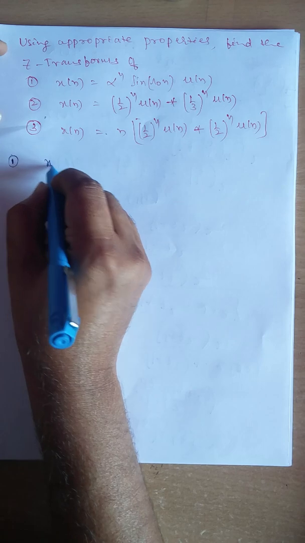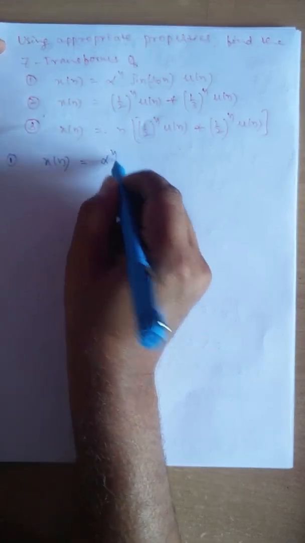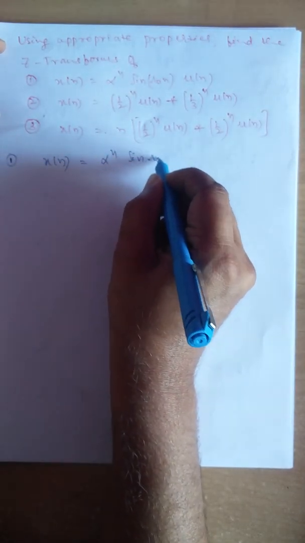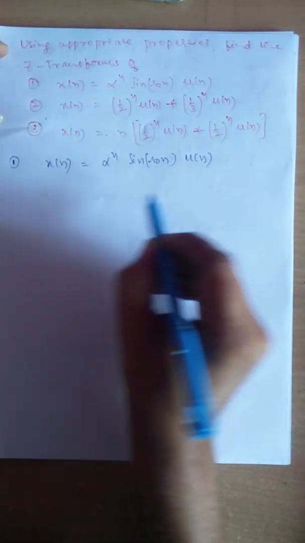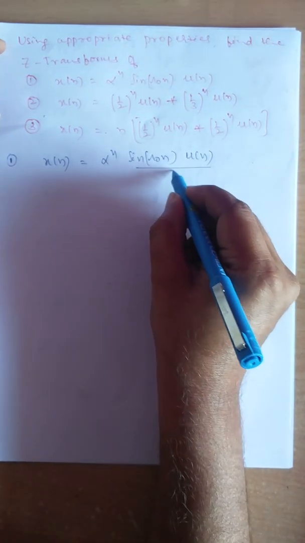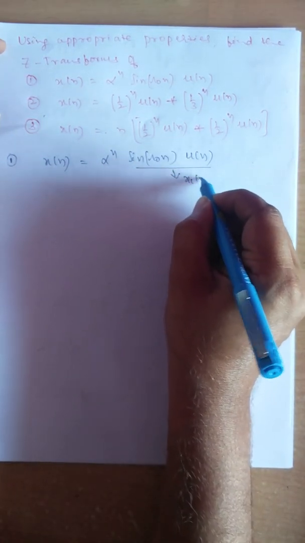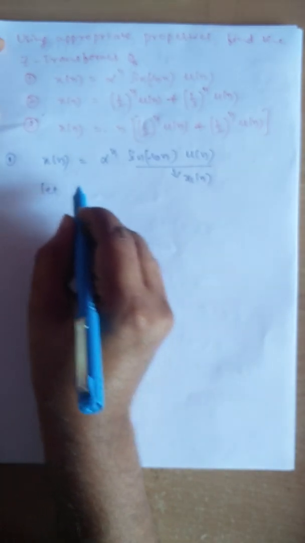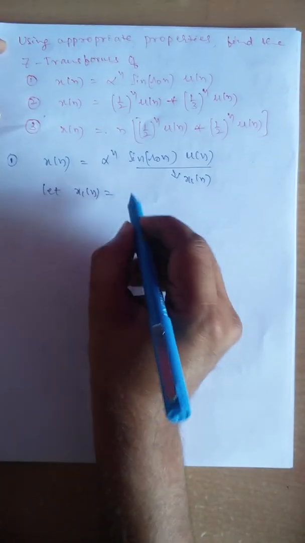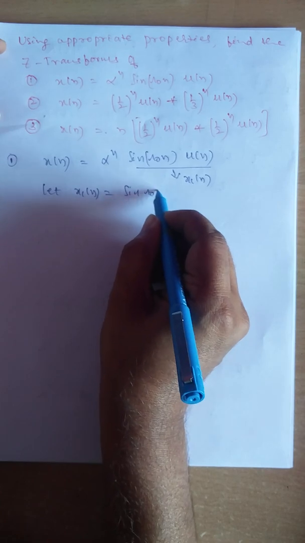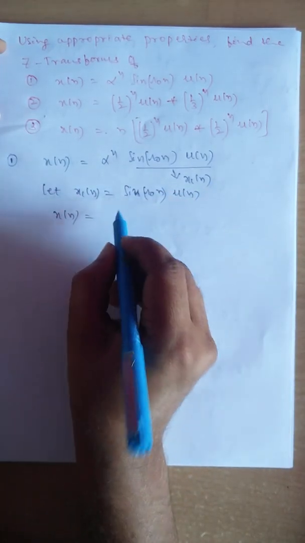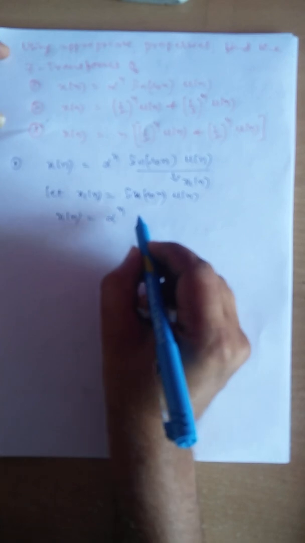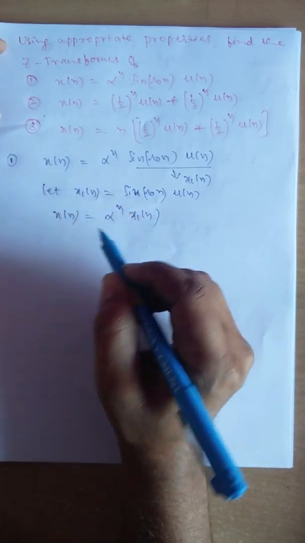x of n is equal to alpha to the power of n into sine of omega naught n into u of n. In this problem, let us take this part of the signal as x1 of n. Let x1 of n is equal to sine of omega naught n into u of n. Then x of n is equal to alpha to the power of n into x1 of n.